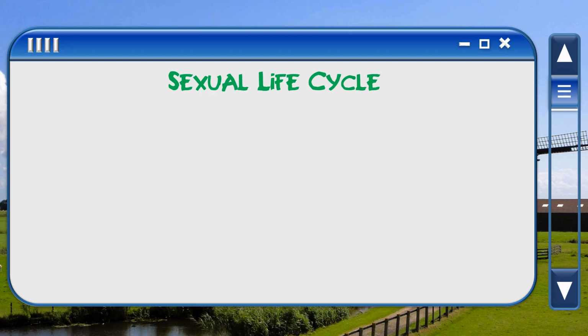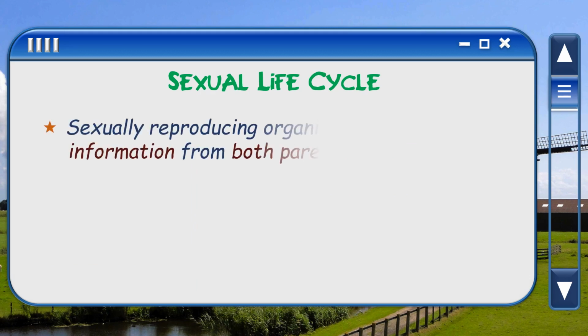Sexual life cycle. Sexually reproducing organisms inherit genetic information from both parents. This means that some of the information comes from the maternal and the other information comes from the paternal side.